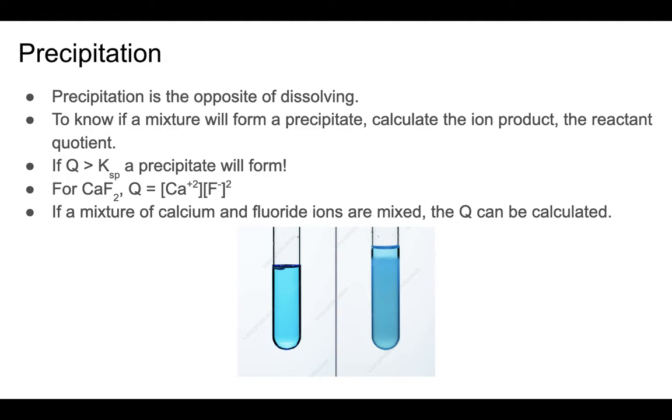For calcium fluoride, for instance, the Q would be the concentration of calcium ion times the concentration of fluoride ion squared. If that product of calcium times fluoride squared turns out to be greater than Ksp, then your calcium and fluoride ion mixture should form a precipitate. So simply calculate Q, and from Q you can tell if the equilibrium is going to form precipitate.